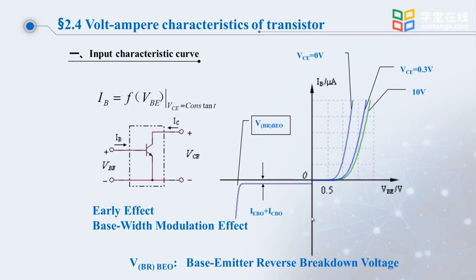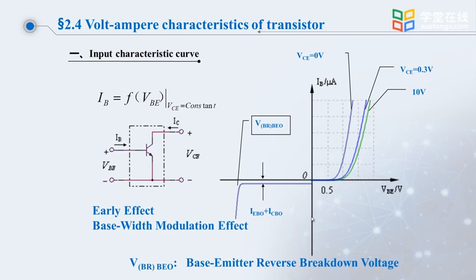Let's start with the input characteristic curve. The horizontal axis is VBE. The vertical axis is IB. So when VCE is equal to 0 volts, we can draw an input characteristic curve like this. And you can see that it's very similar to the volt-ampere behavior of a diode.